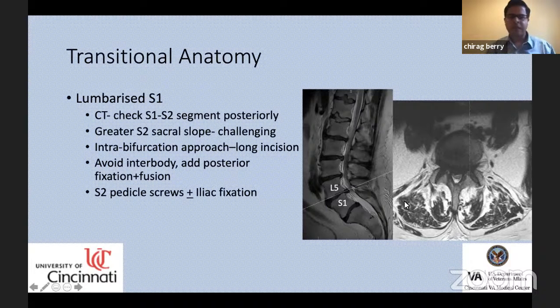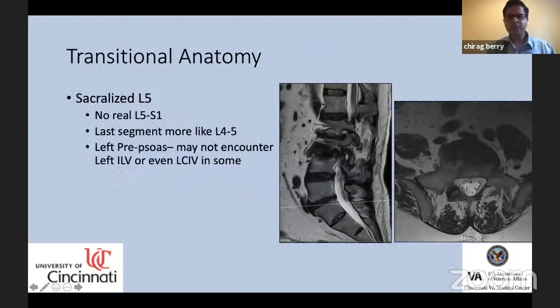Now, sacralized L5 is a much easier problem to deal with because there is no real L5S1. So this is an example. You see this S1 segment is more square shaped, more shaped like a lumbar vertebra. This is a rudimentary S1, S2 disc here. But this L5S1 disc is behaving more like an L4-5 disc because your bifurcation is much lower.